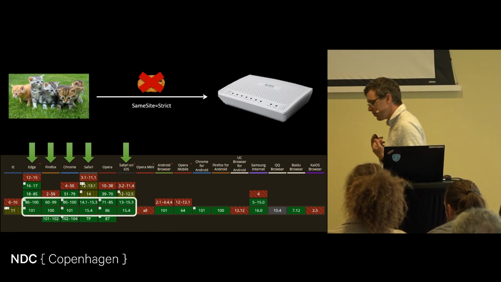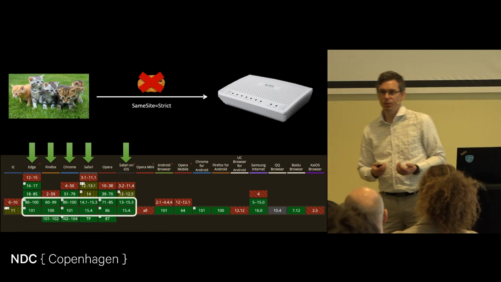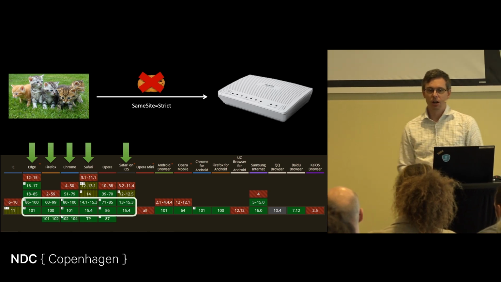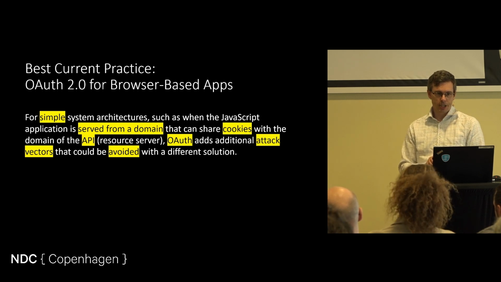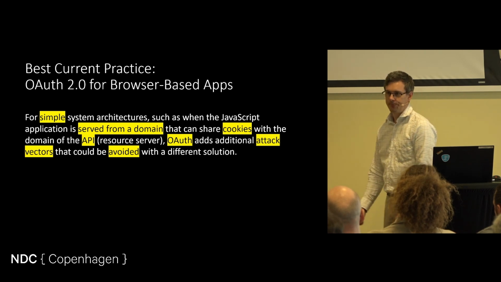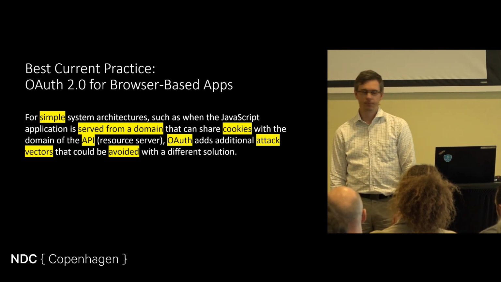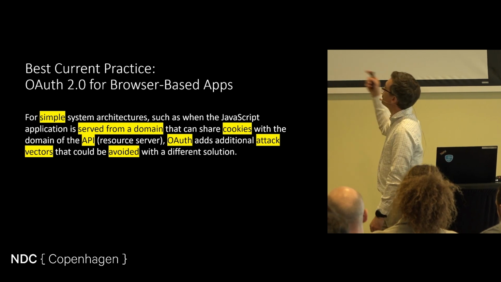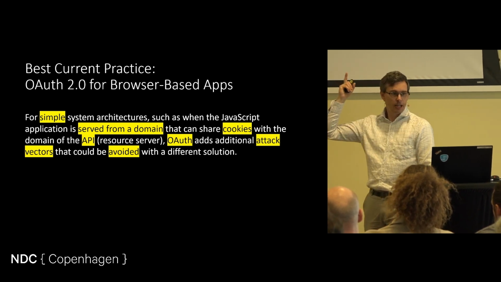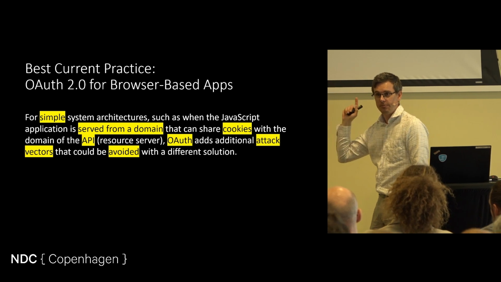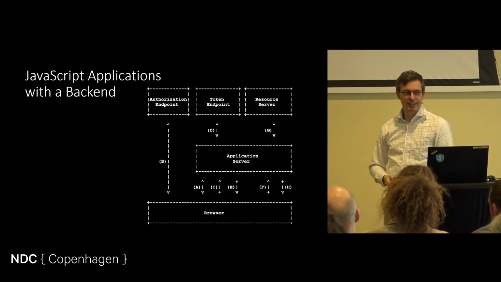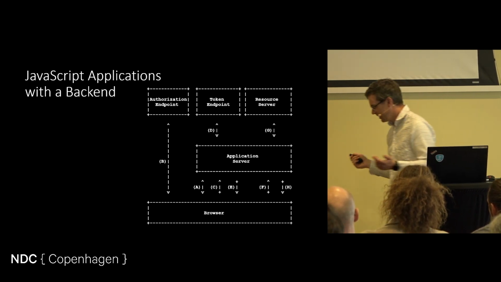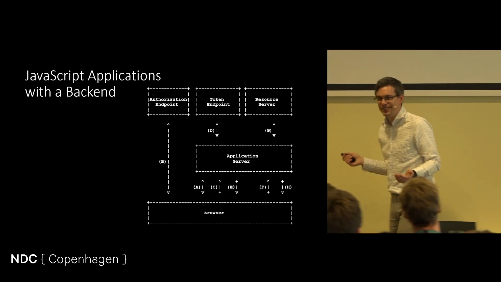Based on this, the OAuth 2 consortium came out with new recommendations on how to do OAuth 2 in the browser. For simple architectures, something served from the same domain, use a cookie instead. So the OAuth 2 best practice for browser-based apps is to not do OAuth 2. Use a cookie instead. And they even have some ASCII art in the spec on how to set this up. This is from the RFC, isn't it brilliant?